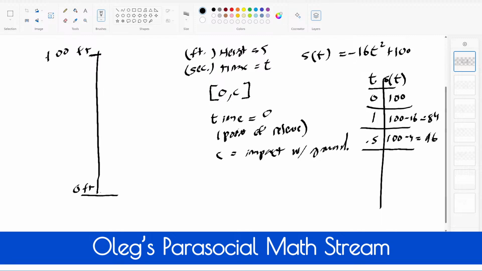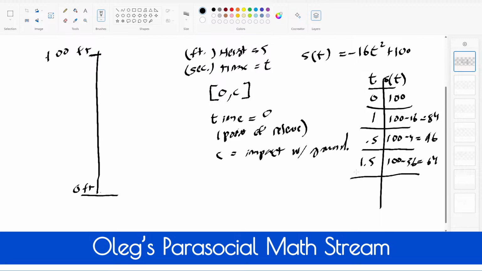And then what other numbers they wanted us? 1.5 times 1.5, 2.25, and multiply that by 16. That's 36. So then we have 100 minus 36. So that's going to be 64.